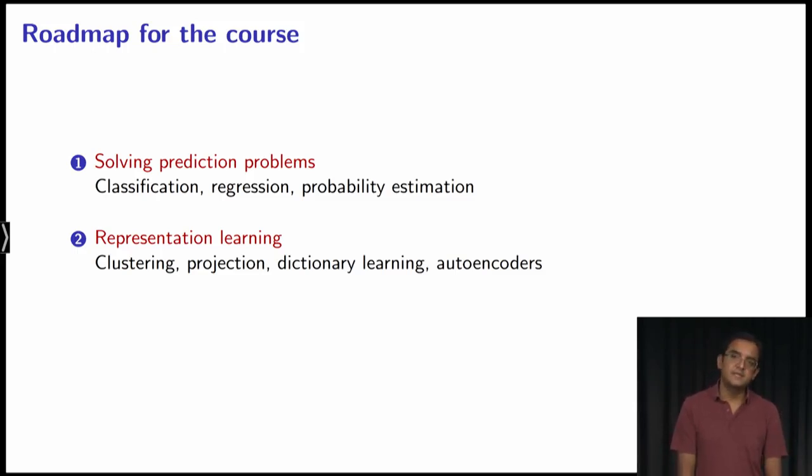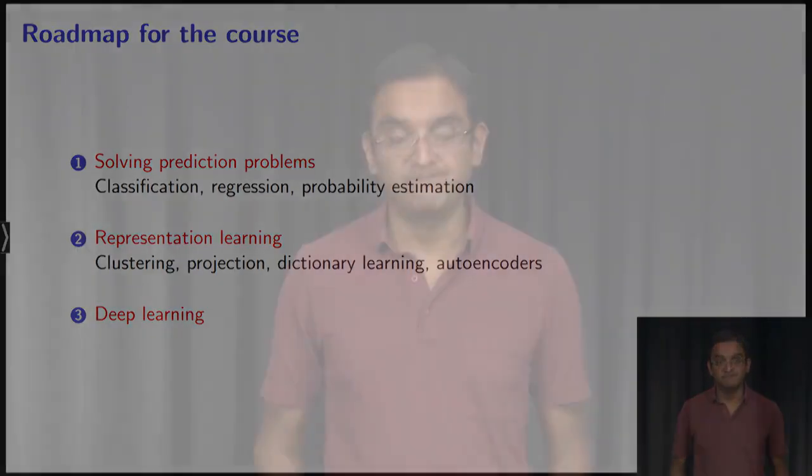So the sort of topics that come under this, which we can call representation learning, are things like clustering, projection, dictionary learning, and so on. And we'll spend a little bit of time on this, and we'll end with deep learning, which is in a sense a way of combining both representation learning and prediction problems. Okay, well that is a little bit of an overview of the course. Hopefully it's clear what lies ahead. And next time we'll begin with a systematic treatment of classification.